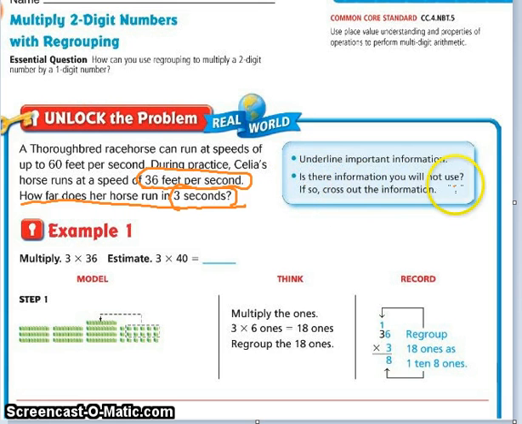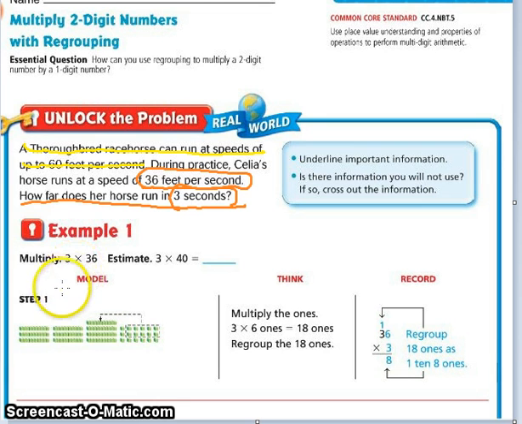Is there information that we will not use? If so, let's cross it out. Well, it's interesting to know that a thoroughbred racehorse can run at speeds of up to 60 feet per second, but since that doesn't help us solve the problem, we can cross that out.